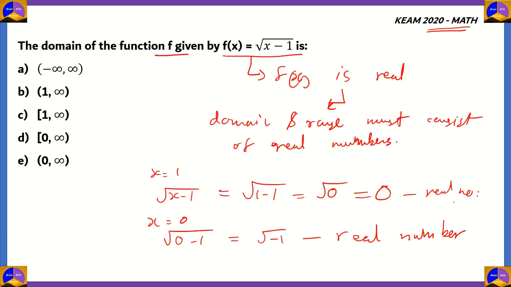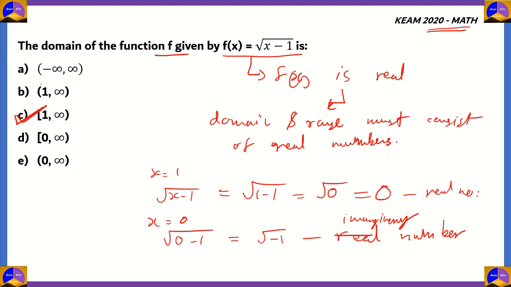So now we know that any number which is less than or equal to 0 cannot be present in the domain because it makes the range complex. Therefore, the correct answer for the domain of the function has to be option C, closed interval 1, open interval infinity. The reason being that if you plug in 1, you get a real number, but if you plug in 0, you are not getting a real number. This is imaginary. So therefore, option C will be correct.